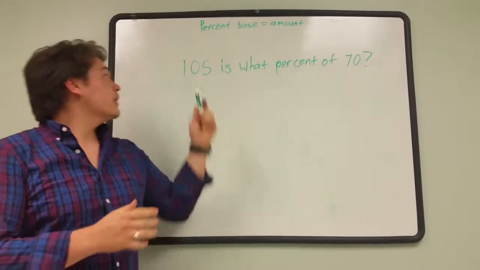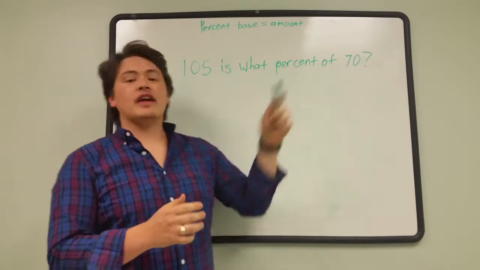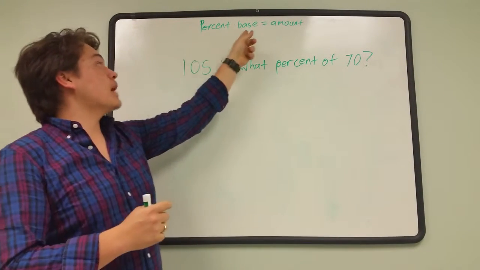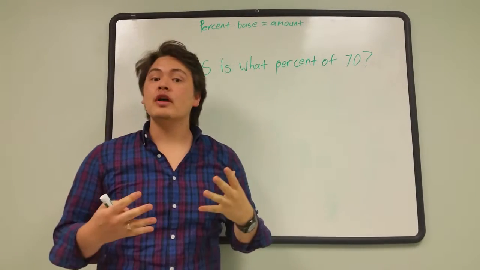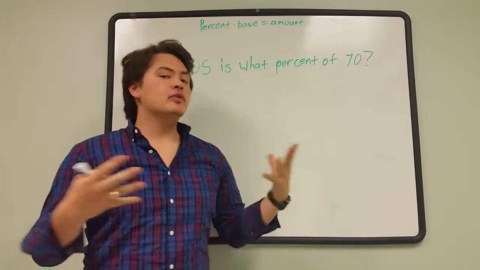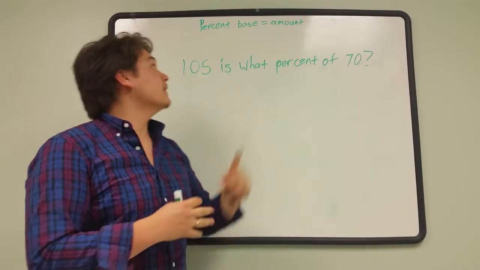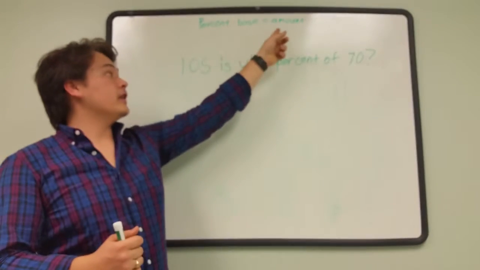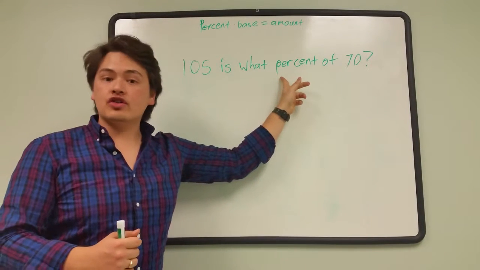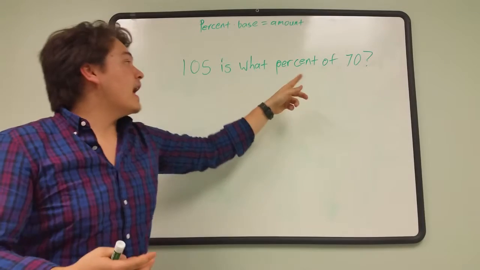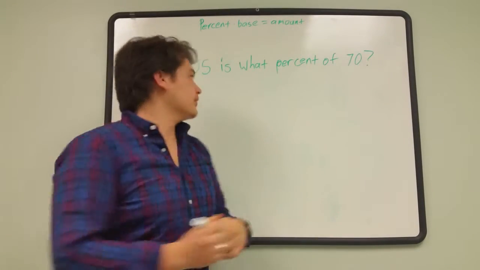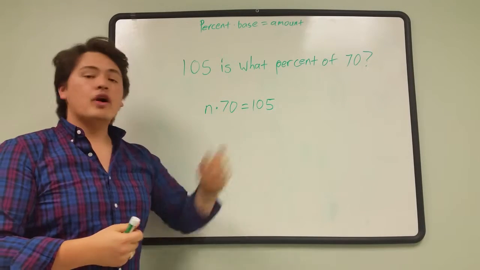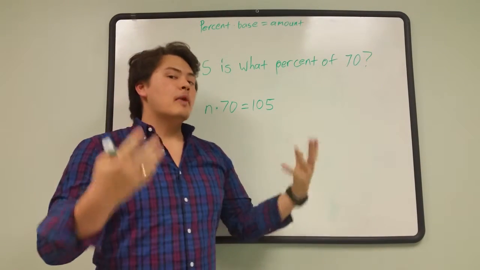This question states, 105 is what percent of 70? Now when I'm looking at this problem, it's a percent times base equals amount problem. So we're going to identify what is the percent, what is the amount, and what is the base. In this case, 105 is going to be the amount. The percent, we're not sure, so we're going to represent it as n, and 70 is our base.